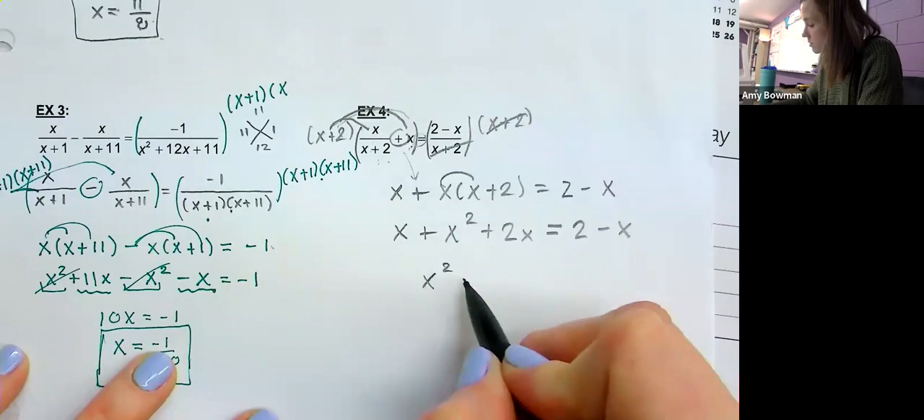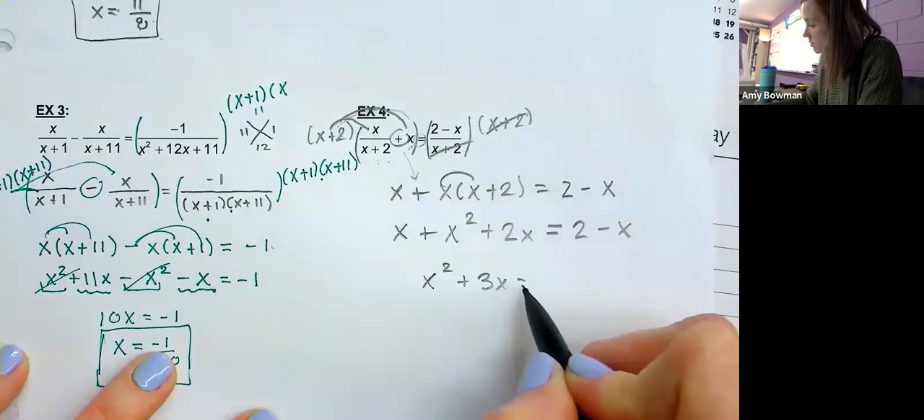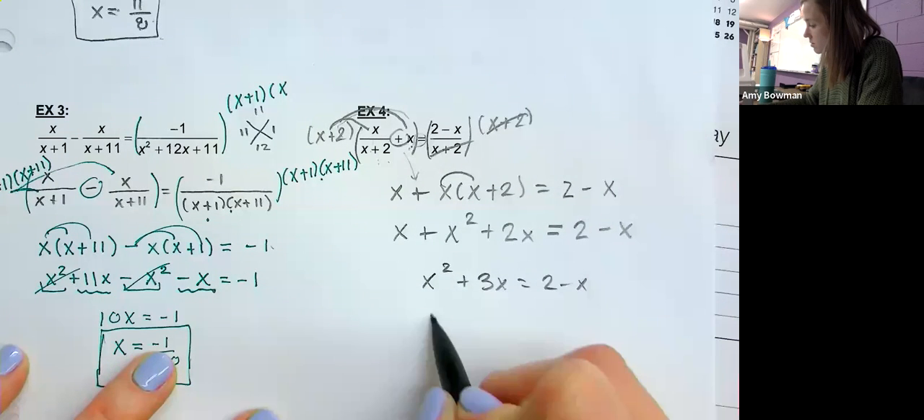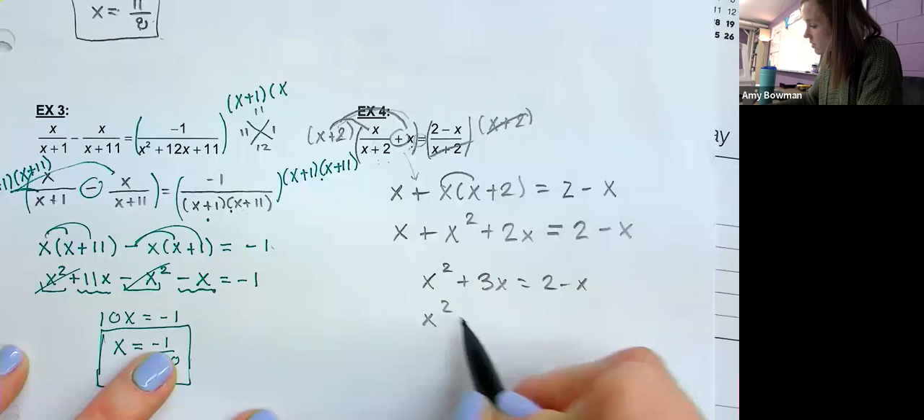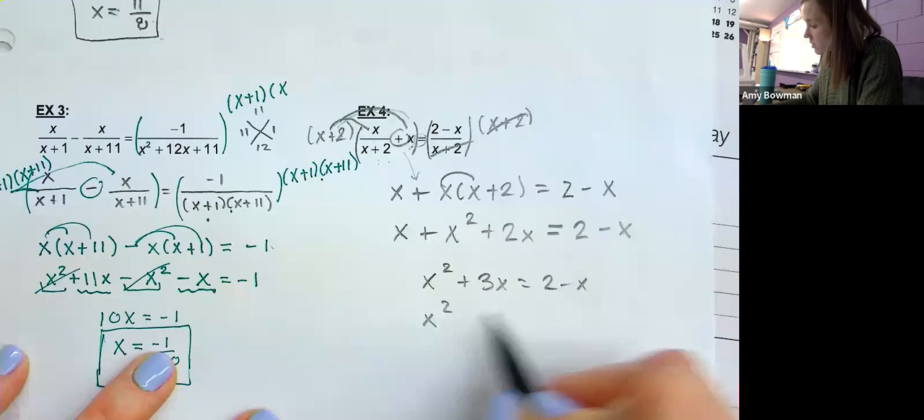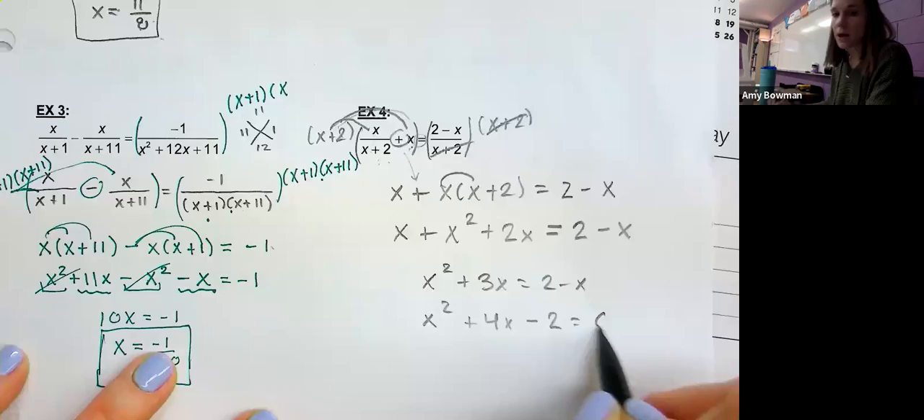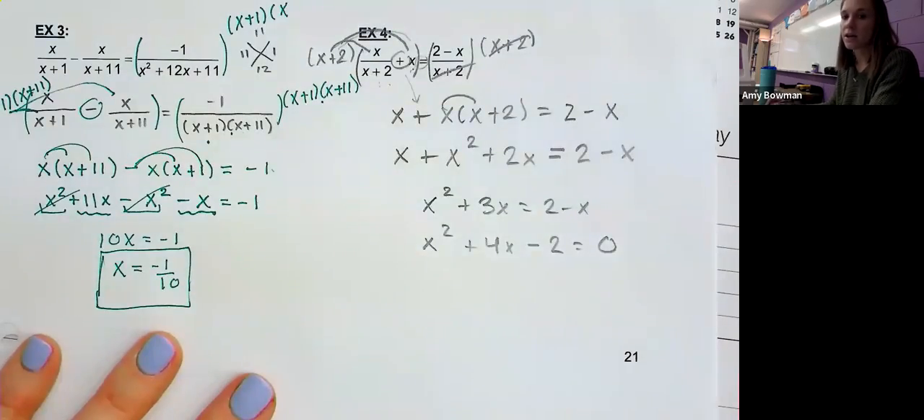And combine like terms. Get everything on one side because we're working with a quadratic, so 3x plus 1x plus 4x. Subtract the 2. All right, so we're left with this quadratic right here.